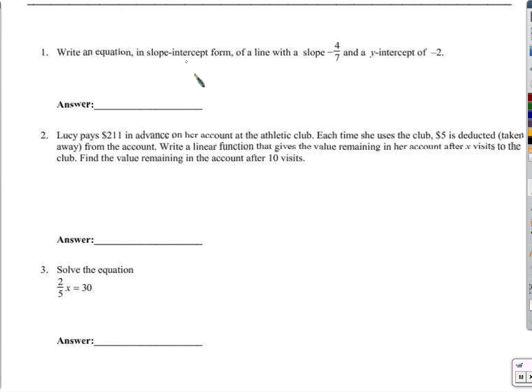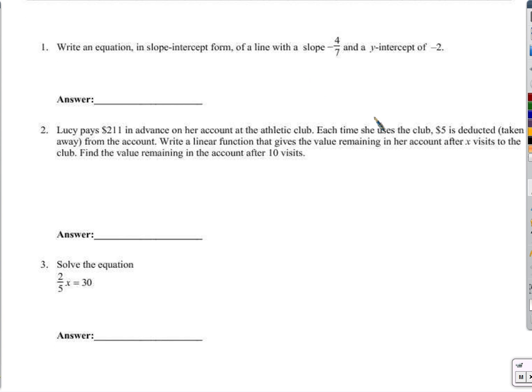First we're going to write an equation that has the given slope and the given y-intercept. If you remember your slope-intercept form, m is the slope, and b is the y-intercept. So we just have to plug them in. Y equals negative 4/7 x minus 2. And that's it.